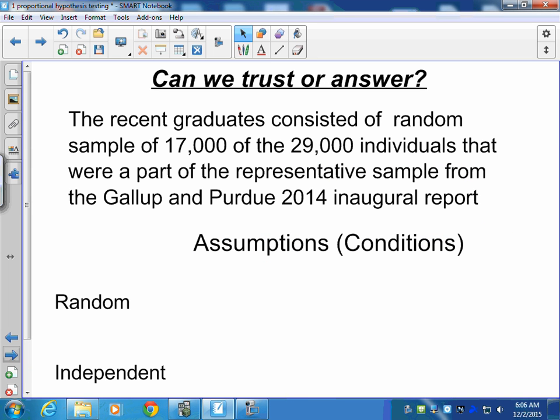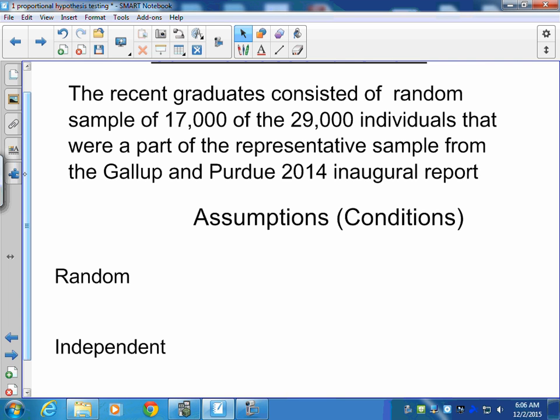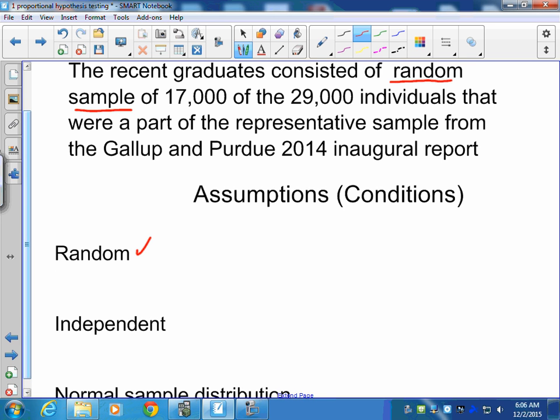Okay, when we look at our themes as we go through these questions, we definitely have some very similar themes. Number one is, can we trust our answer? We're testing our assumptions and conditions. Have a new situation here overall. So the first thing we want to look for, is it random? We look through the problem, a random sample. So we have to state the evidence.